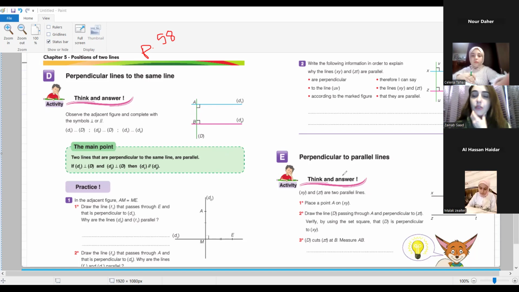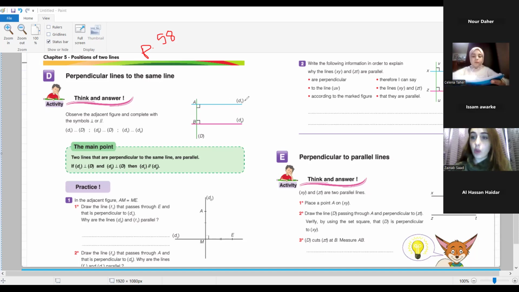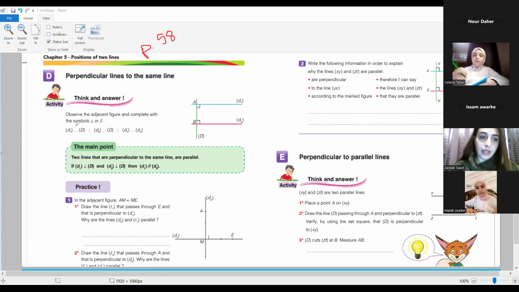Malak Zaiter, unmute yourself and answer the first one. They said D, yes, small letter D1, this one, the blue. Okay, so this is D1. And the big capital D, the green one. D1 and D. Do we consider them perpendicular or parallel? Perpendicular. So they are perpendicular. Excellent. So we're going to just put the symbol here.